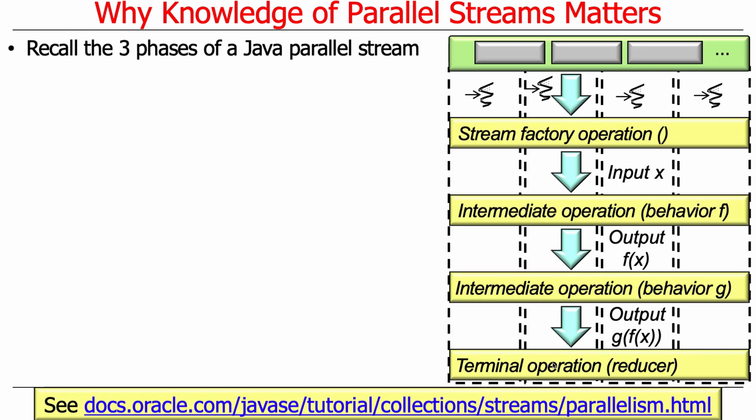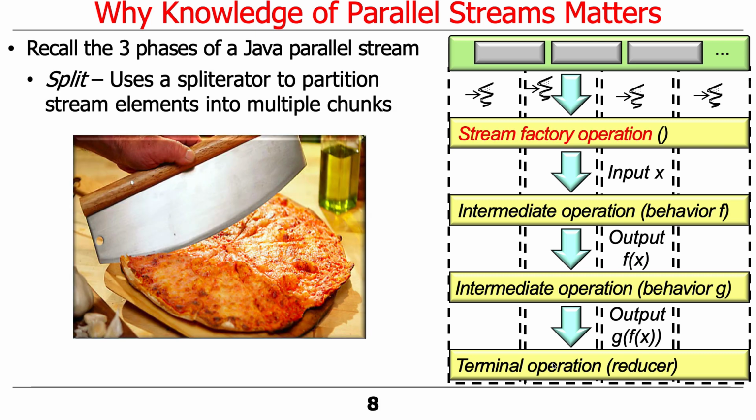So just real quickly, let's recall the phases of a Java parallel stream. And this is obviously the same phases we talked about for a sequential stream, but there's a few differences. The split phase uses a spliterator, a parallel spliterator, to partition the stream elements up into multiple chunks. And under the hood, that's going to use the trySplit method. We'll talk about trySplit. You implemented trySplit already, but you probably didn't think too much about what it was doing yet, because we'll cover that more when we do the parallel versions of stuff.